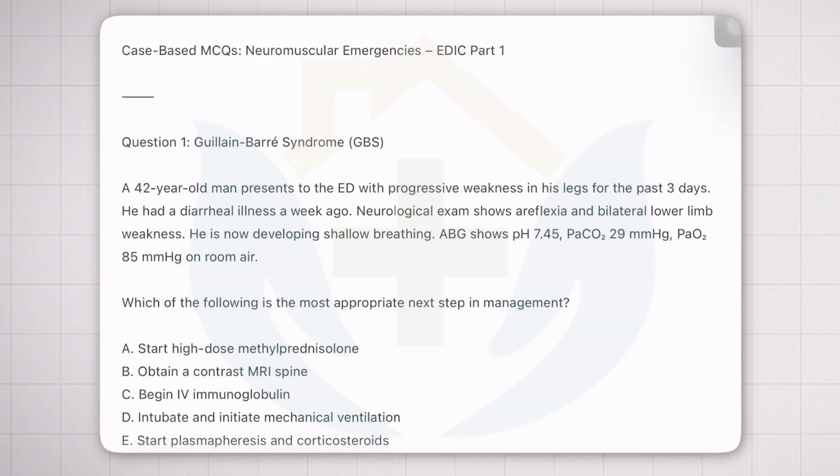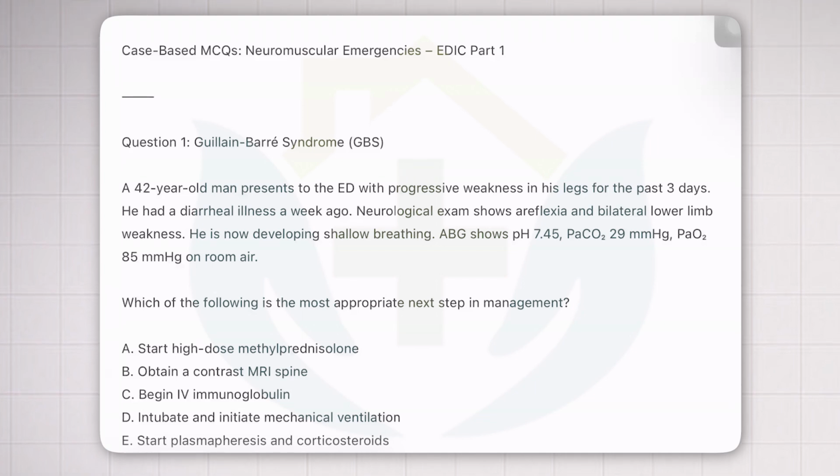Which of the following is the most appropriate step in the management of this patient? Start high dose methylprednisolone, obtain a contrast MRI of the spine, begin IVIG, intubate the patient and initiate mechanical ventilation, or start plasmapheresis and corticosteroids. Anybody? So the correct answer here will be?